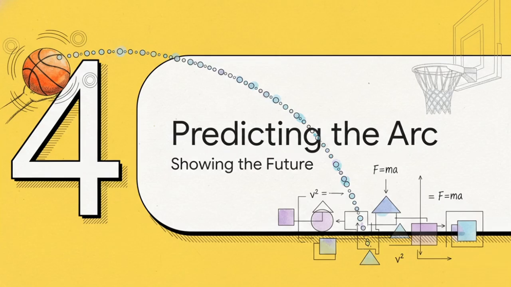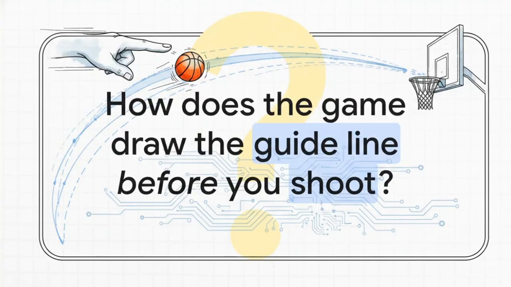Okay, before we actually launch the ball, let's talk about one of my favorite features, that little dotted guideline that shows you the future, showing you exactly where your shot is headed. This isn't magic, it's just more physics, all calculated before you even let go. So, what's the secret? How in the world does it know where the ball is going to go before you even shoot? Well, while your finger is still on the screen, the game is constantly running a mini simulation in the background, predicting the path based on your swipe at that very moment. Let's see how it works.